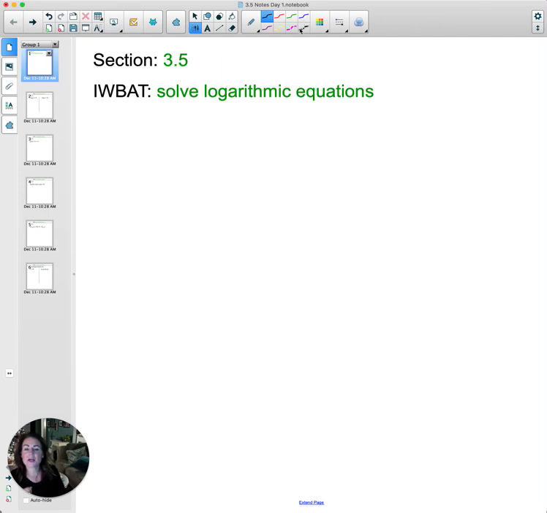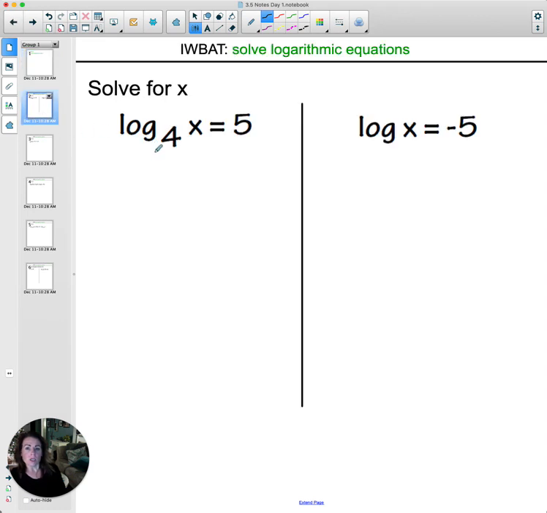In this video, we are going to talk about solving logarithmic equations. So having equal signs in our equations instead of just manipulating an expression. So let's take a look here. I'm going to show you two different ways. One is to rewrite in exponential form.